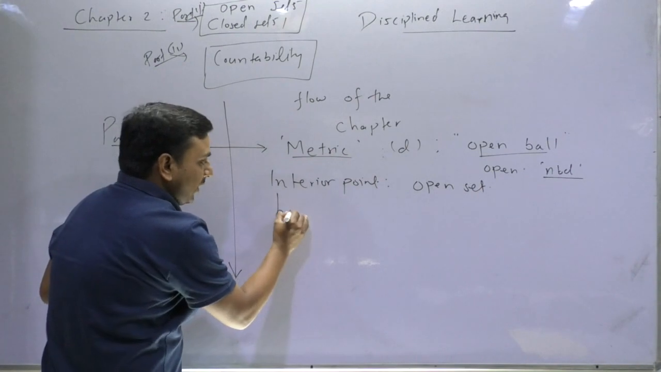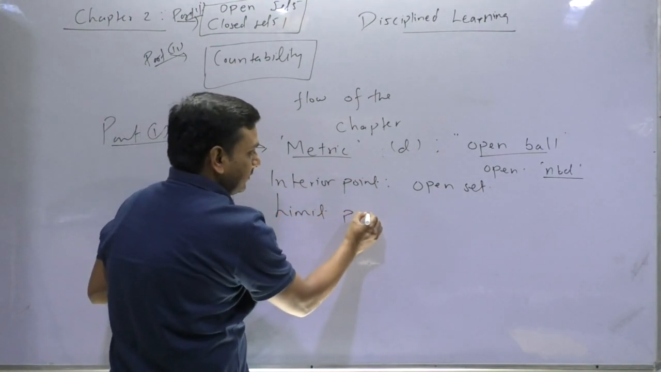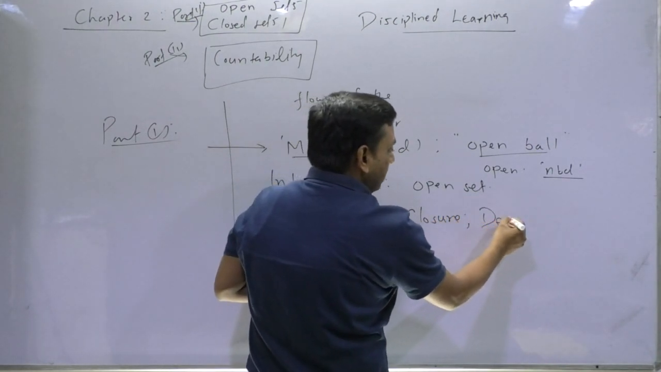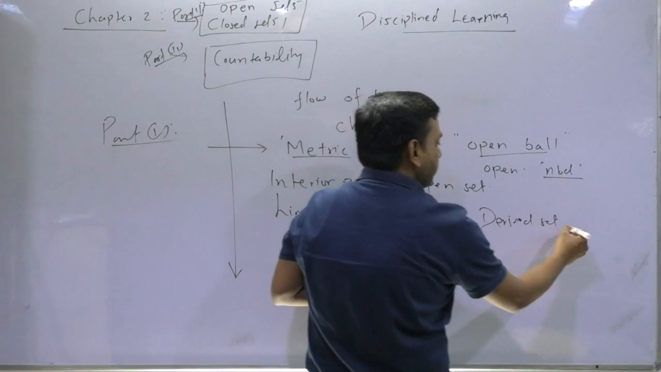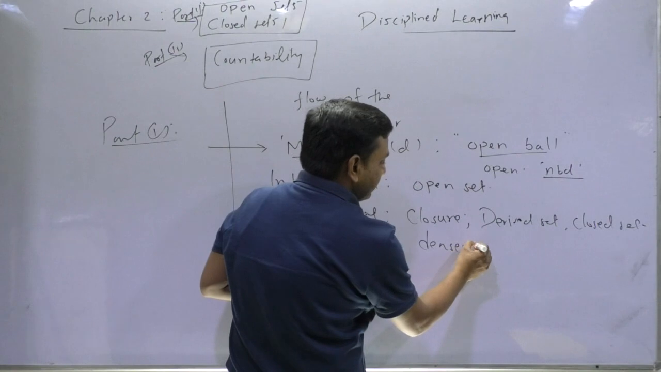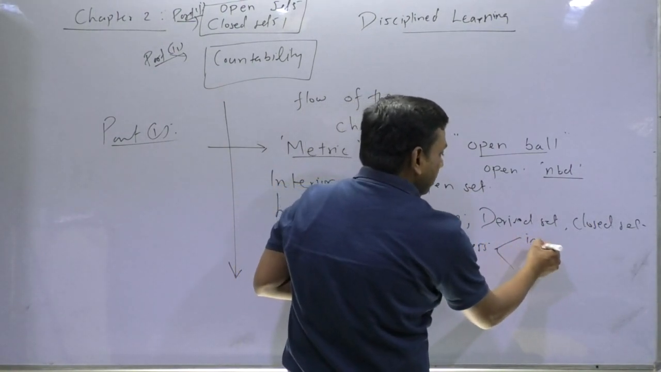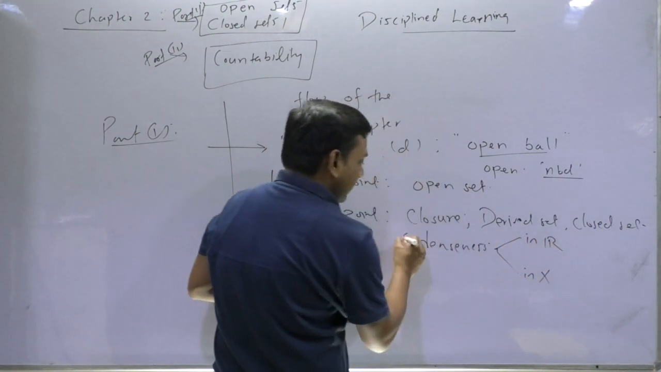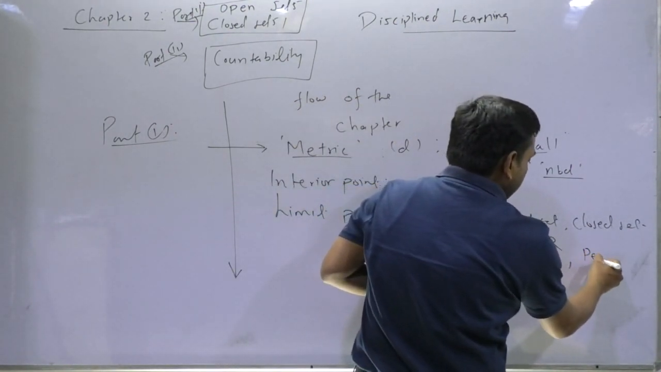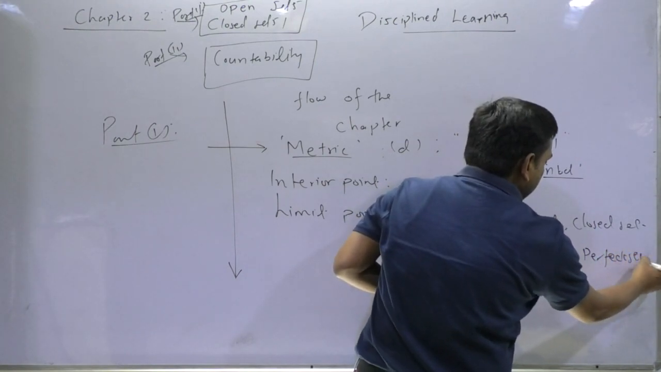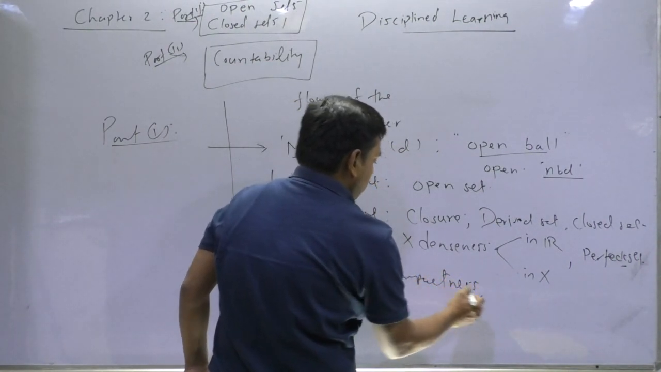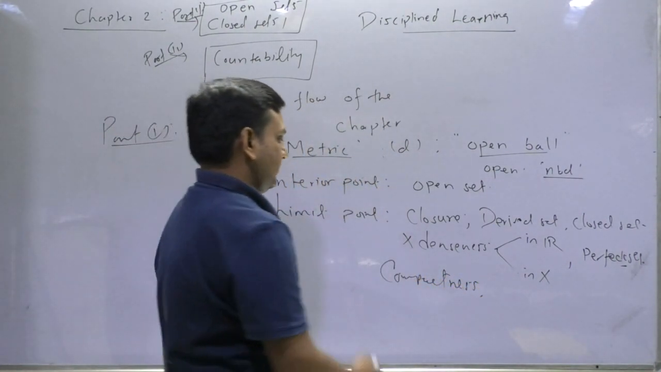What is limit point? What is closure? Derived set, closed set, denseness, denseness in X itself, and what is perfect set? Even you may talk about compactness here also, doesn't matter at all. Compactness and connectedness.